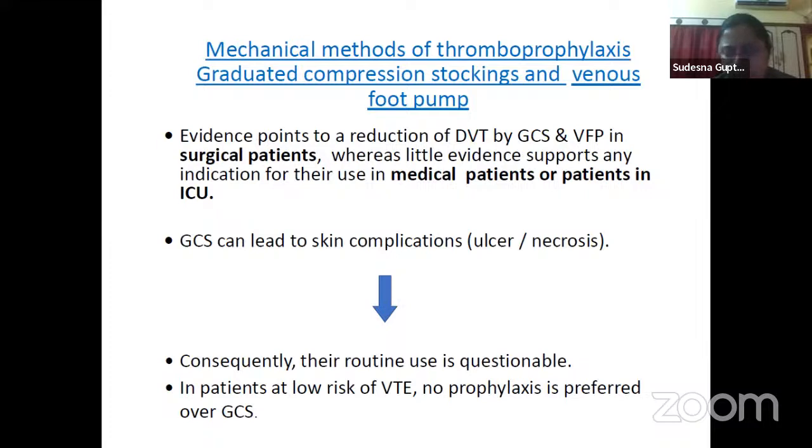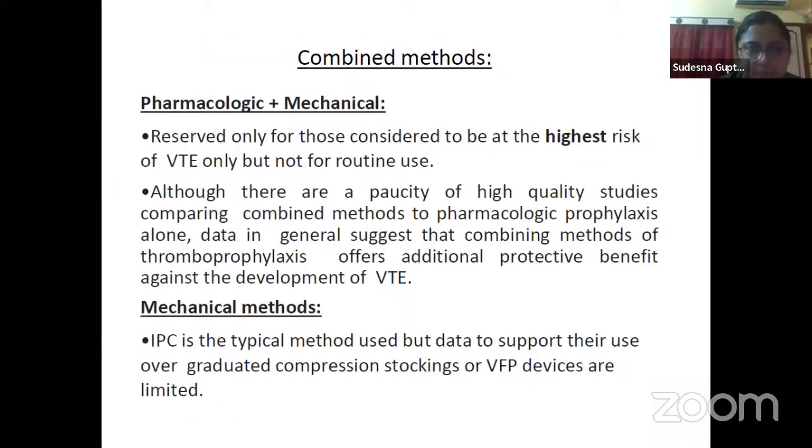ill patients. In surgical patients, or where there is any evidence of ongoing bleeding, then maybe we need to resort to these mechanical thromboprophylaxis devices. Best is to use combined methods if the patient is too ill, who is at the highest risk of VTE. Maybe they have more than one risk factor for it.